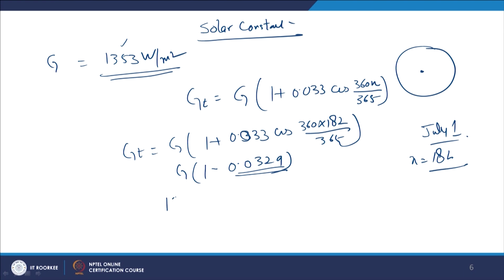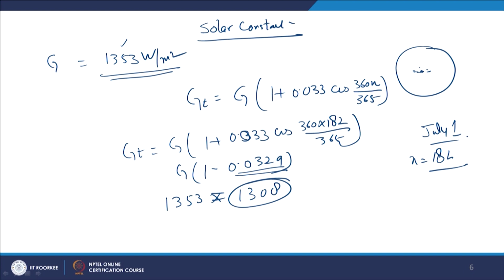So, again there is a variation of approximately 3%. So, G is 1353 multiplied by this, which is equal to 1308, right. So, this is the variation of plus minus 3% due to the eccentricity of the Earth with the sun.